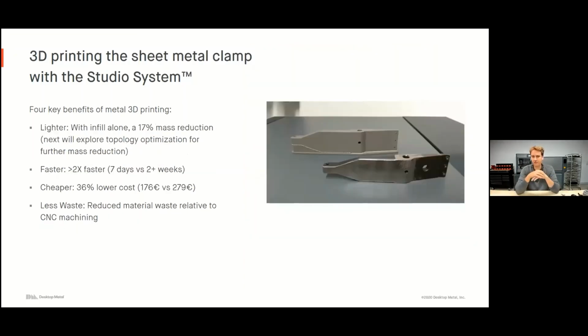The 4 key benefits with this sheet metal clamp that we talked about earlier: lighter. With infill alone, they're able to reduce the mass by about 17%. Faster, about 2 times faster, 7 days versus 2+ weeks. Cheaper, about 36% lower cost, 176 versus 279. And then much less waste, of course, because it's an additive process.